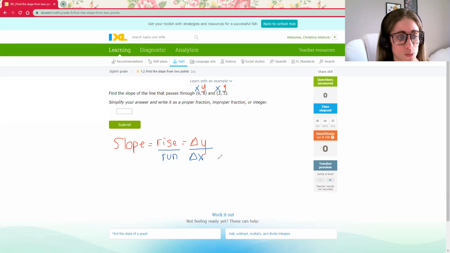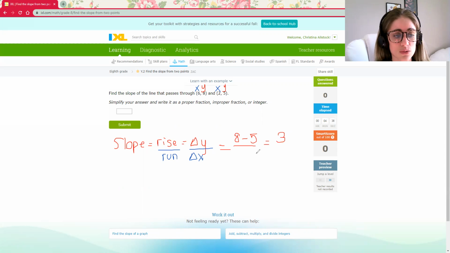Now let's set it up so we can do that subtraction. It does not matter whether we take the first point minus the second point or we do the opposite. But what does matter is whatever direction we go, we are consistent. I'm just going to go in order. So I'm going to do this first y, which is 8, and subtract it from my second y, which is 5. So 8 minus 5. What is 8 minus 5? 3.